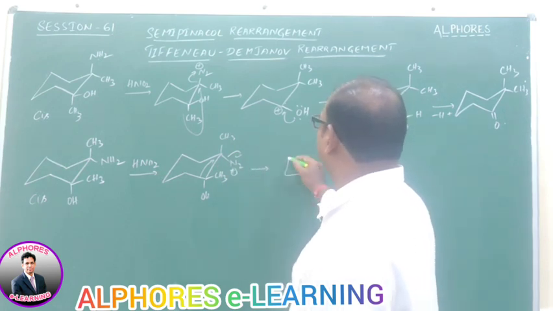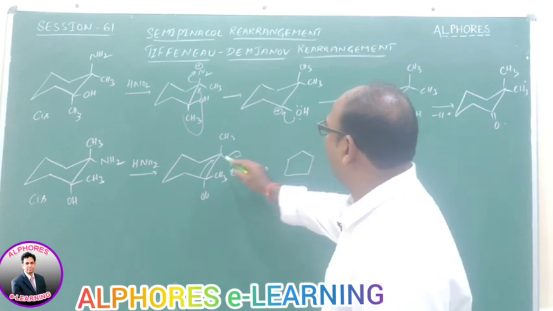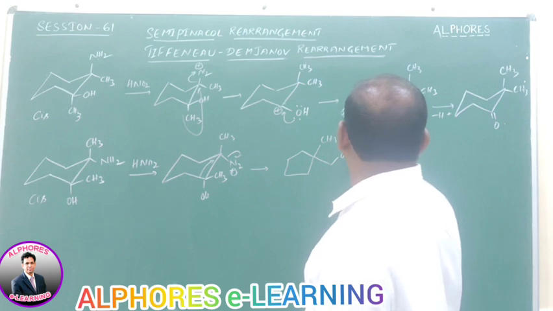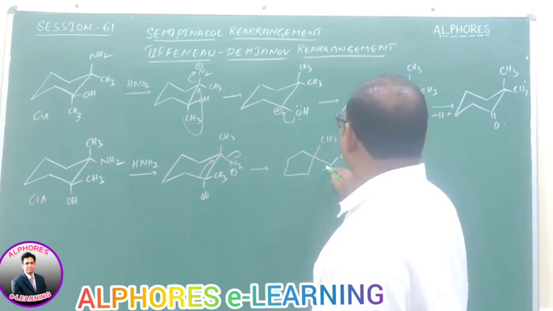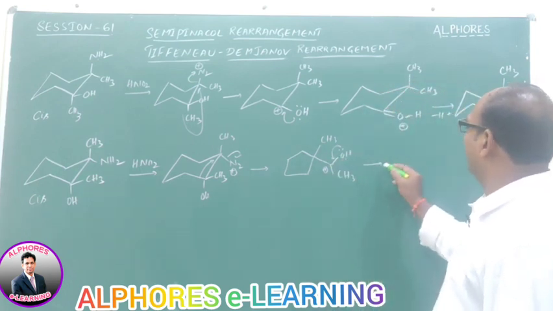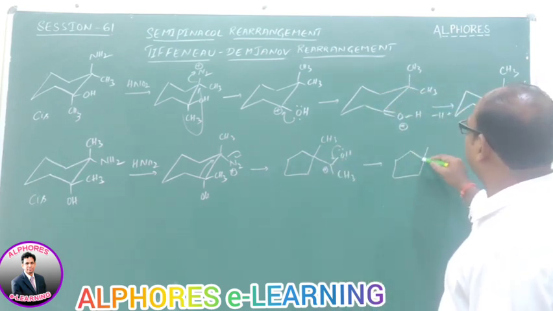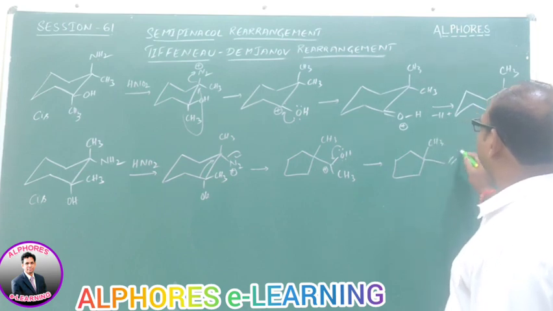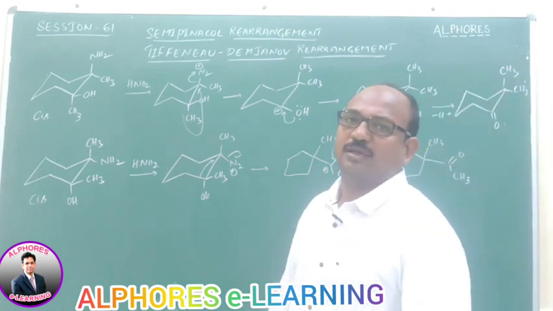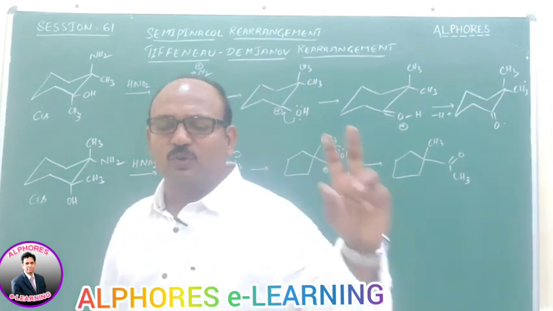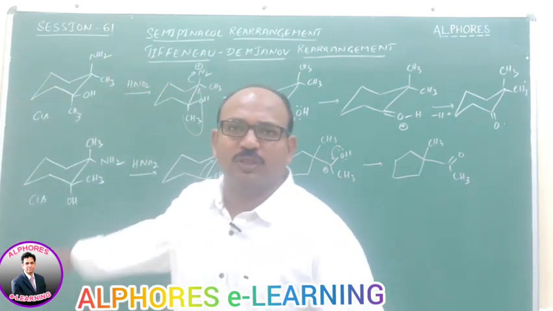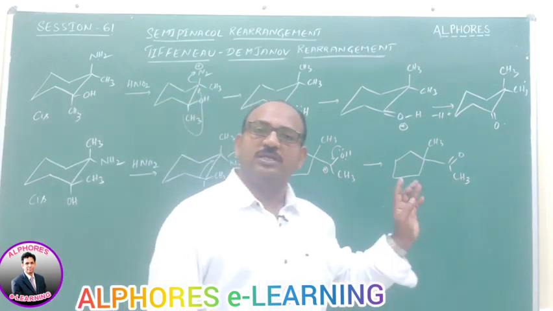As a result, again we get a 5-membered ring. The 5-membered ring consists of CH3, here C-OH, and CH3 plus. Now this oxygen donates an electron pair, and we get the same product as in the earlier case, C double bond O, CH3. So there were two trans and two cis isomers. Of the two trans, both do not give the same product, and both the cis isomers do not give the same product.